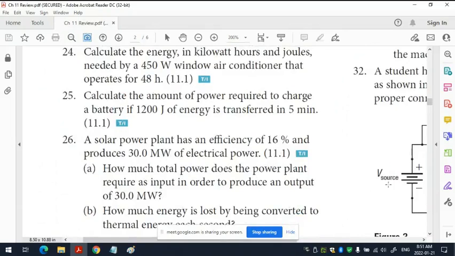Calculate the amount of power required to charge a battery, with 1200 joules of energy transferred in 5 minutes. Calculate power. What information are you given? You are given energy, and you're given what? Time. Do you need anything from this unit or two units ago? Two units ago. All right, so let's do this.